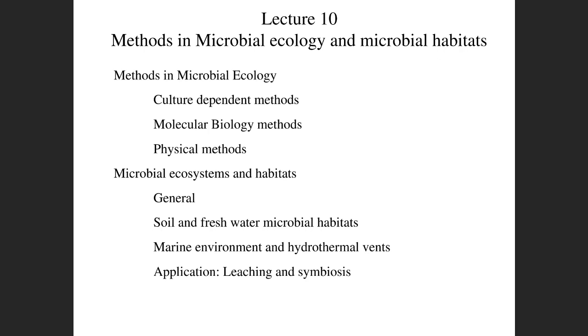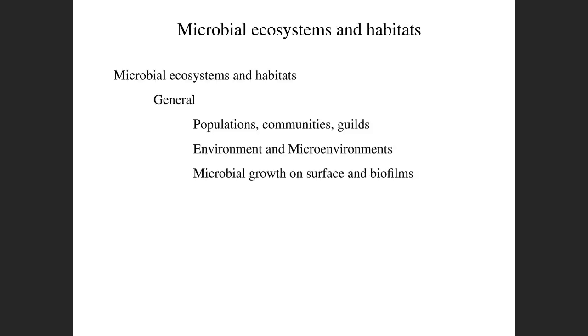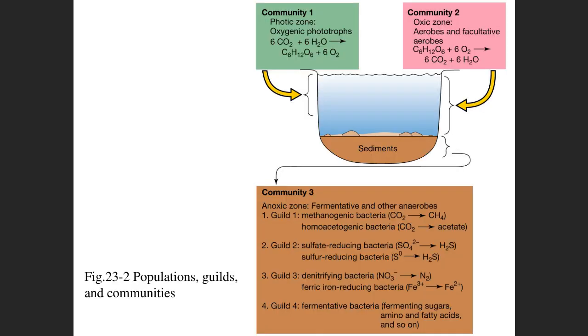ecosystems, to focus especially on a few systems. So when you look at an ecosystem, there are a few things in general we need to talk about: the concept of population, community, and guild. The population is just a general term and describes all microbes. But then you can have communities, and then you have guilds.